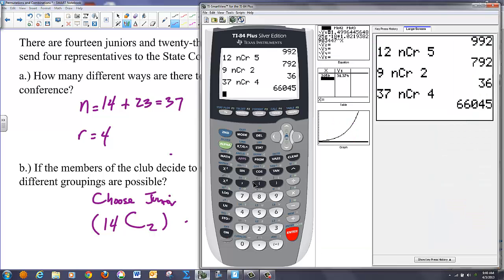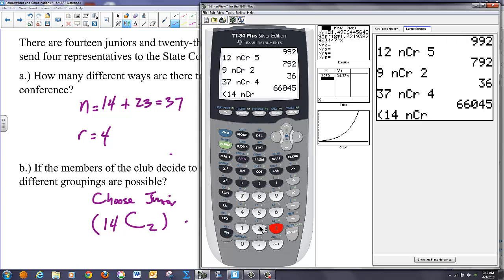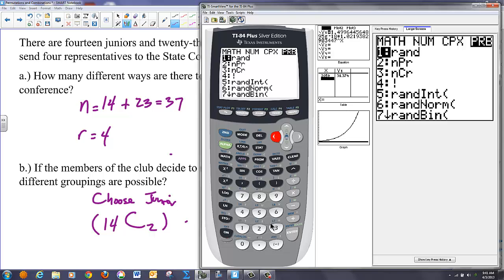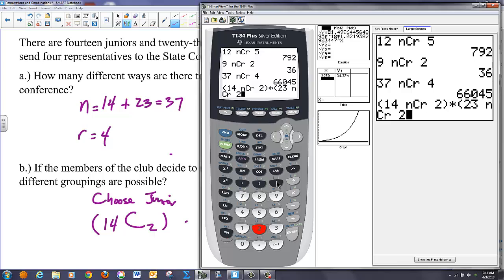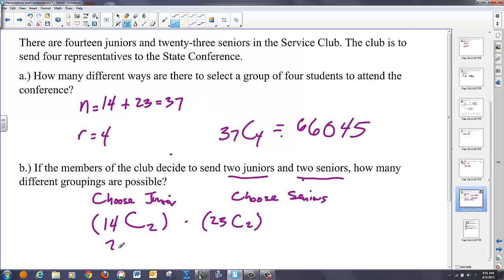So if we go to the calculator once again, I'm going to go parentheses, 14 choose 2 and multiply that by 23 choose 2. We get a total of 23,023. And that's our answer here.